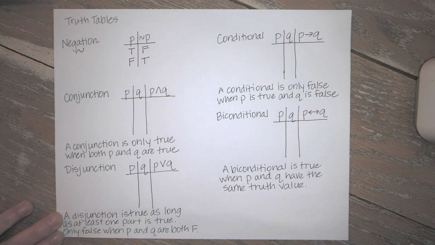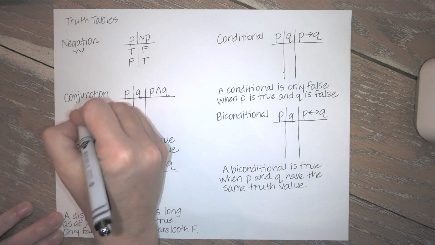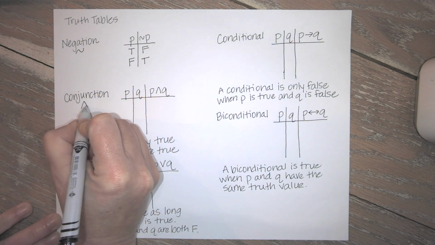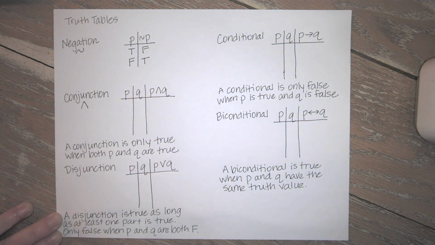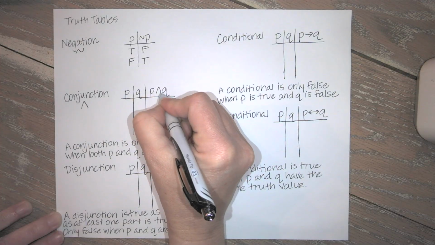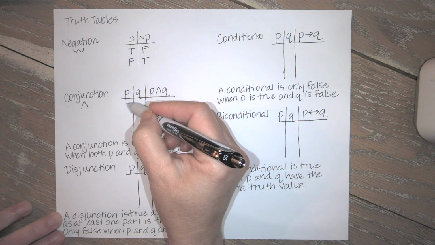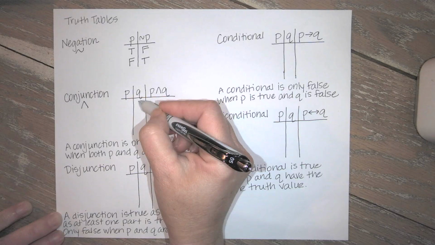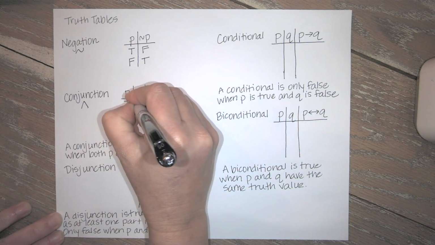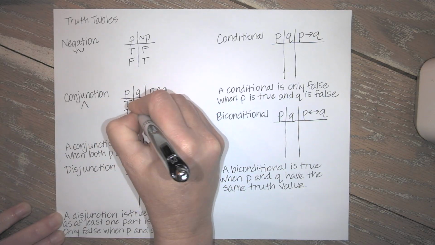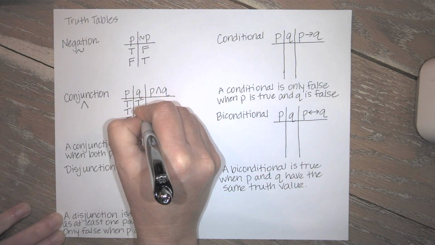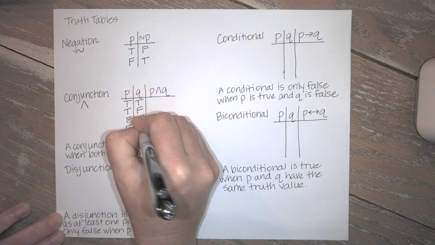All right, the conjunction, which is an and statement, and the symbol is this. To me, it looks like a capital A without the bar across. That's how I remember that that's and. So we have two simple statements, P and Q, joined by and. So you have to write the possible truth value combinations for P and Q. So the possibilities are that they could both be true. P could be true and Q could be false. P could be false and Q could be true, or they could both be false.